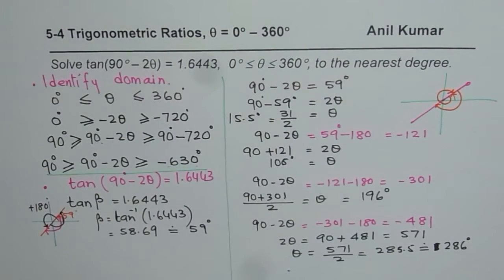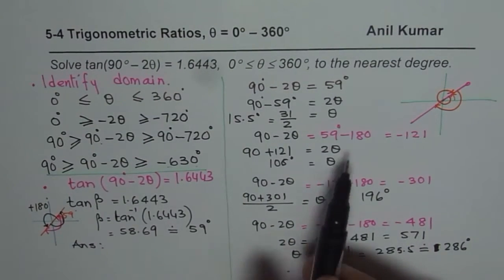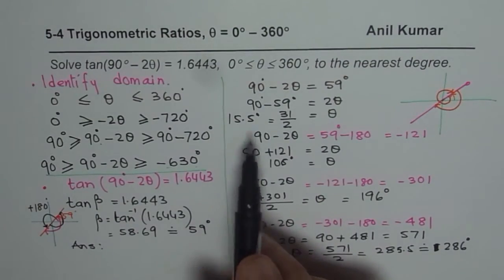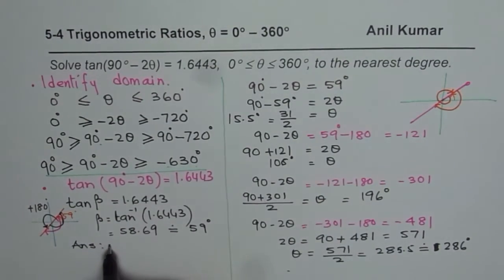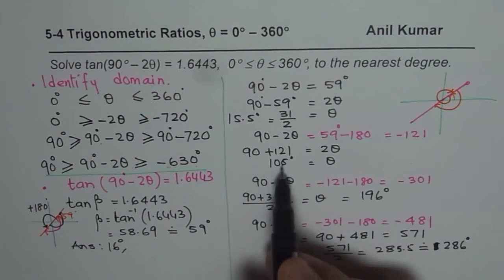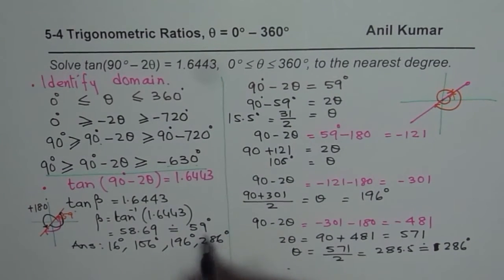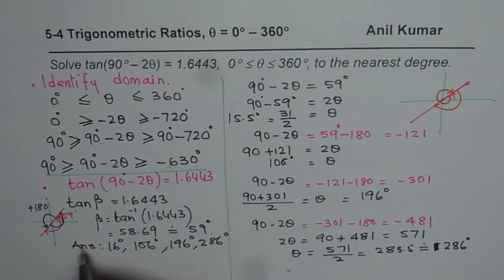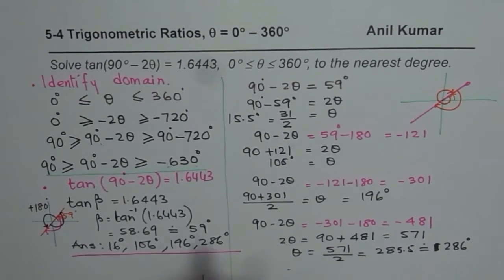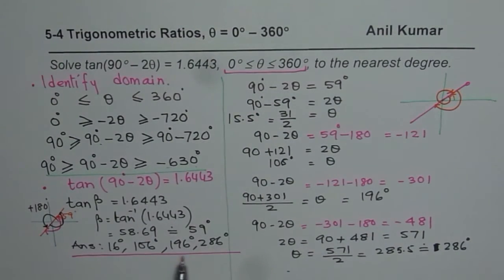So that is how you are going to write all your answers. Let me now write down all our answers. Starting from the very first one, which is 15.5 rounded to 16 degrees. Then we have the other one, which is 106 degrees, and 196 degrees, and the last one is 286 degrees, correct? So these are the 4 solutions for the given question. You can see all of them are within 0 to 360 degrees. Do you see that? And how did we get it? We got it with this transformation.